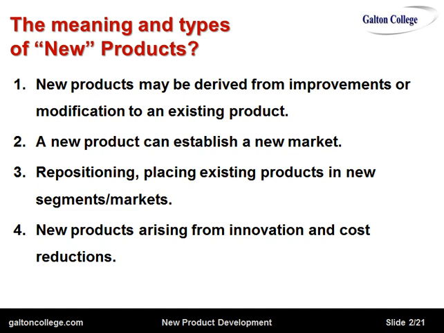Finally, new products arising from innovation and cost reductions. Sometimes the process of innovation simply throws up new products. They're almost byproducts of what was intended. What was intended was something else, and on the way a new product was discovered, or a new way of doing something was discovered. An innovation occurred which generated the new product. So those may be some of the sources for new products.